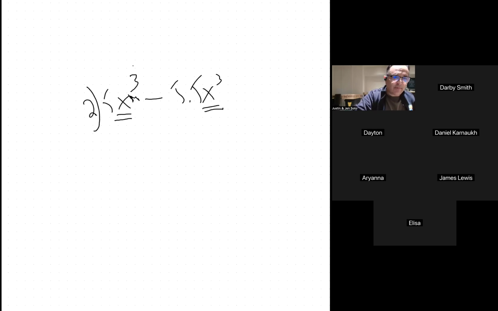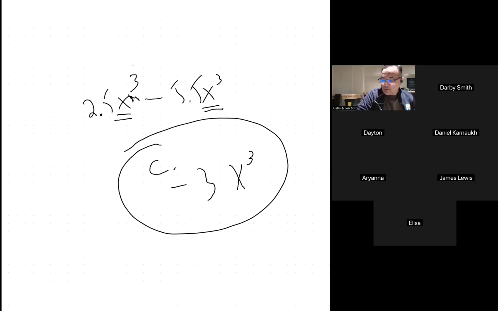Oh, I'm sorry, that's not right. 2.5. Say, if that's the case, then we can subtract it, and we just leave the variable the same. 2.5 minus 5.5 is going to be negative 3 x to the third, letter C. That's the correct answer for number 12.